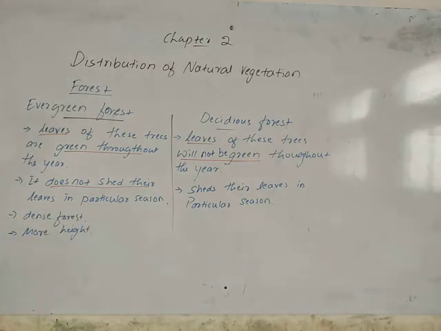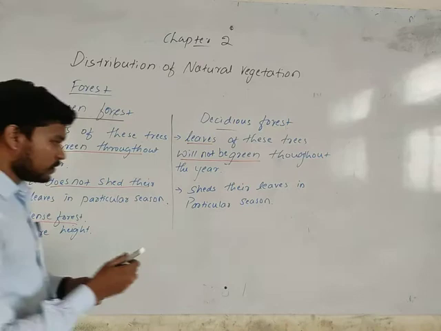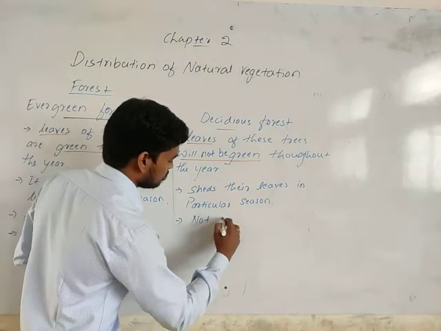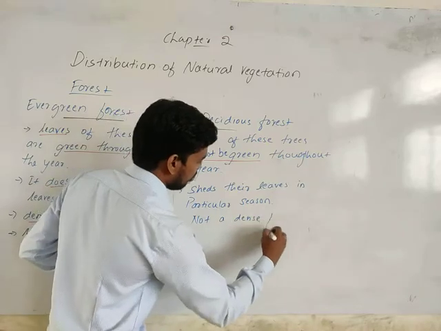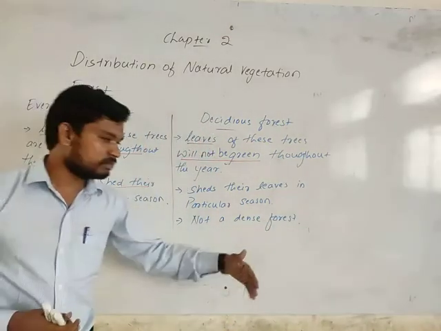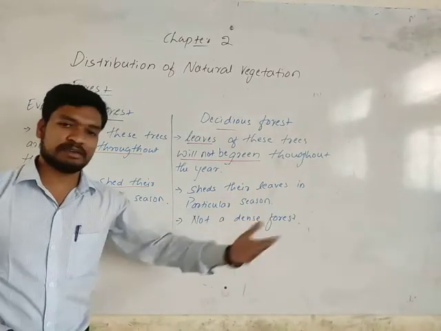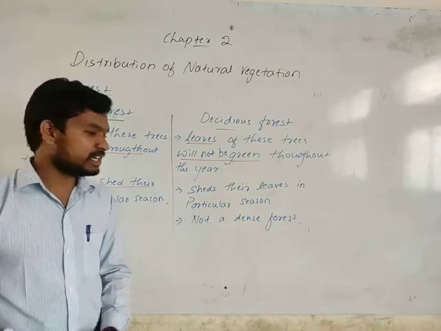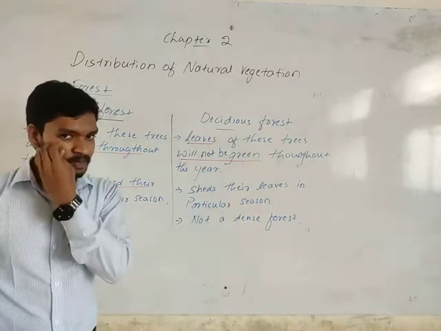Okay. So the evergreen forest is a dense forest, but the deciduous forest is not a dense forest, and we will have area differences, as the trees grow somewhat away from one another in this deciduous forest.